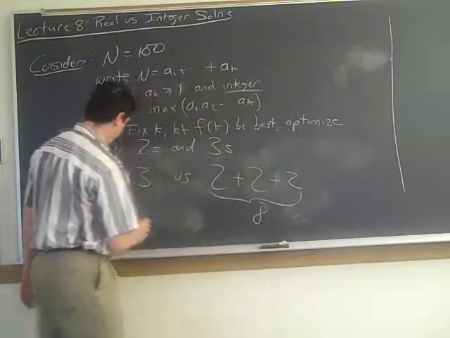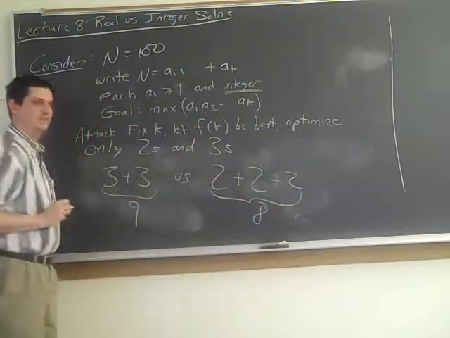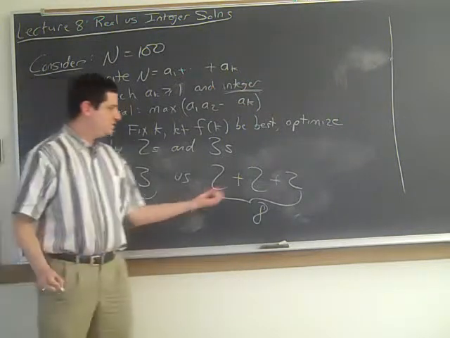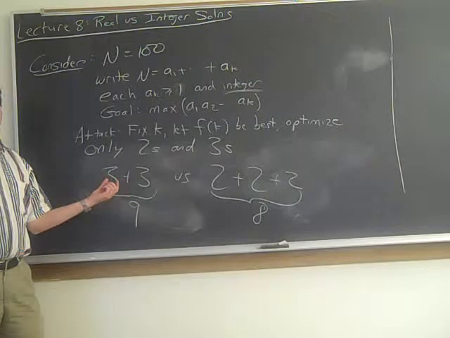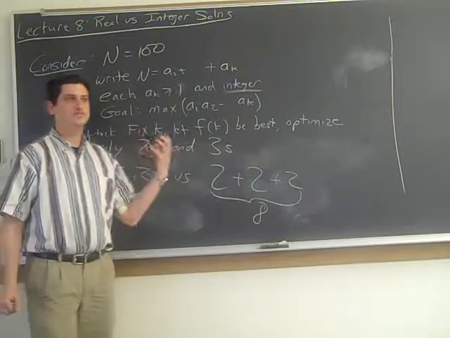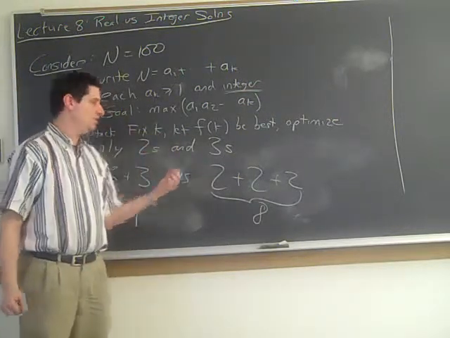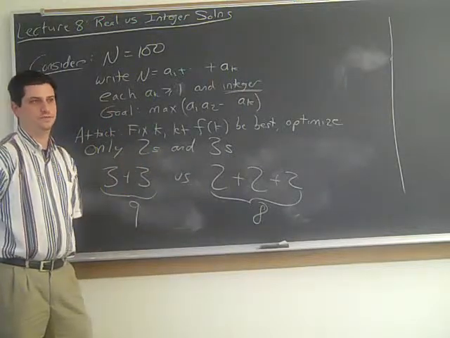This has a product of 8. This has a product of 9. Every time we see three 2s, we would want to replace them with two 3s. And so our answer is going to be almost all 3s with either 0, 1, or 2 2s.